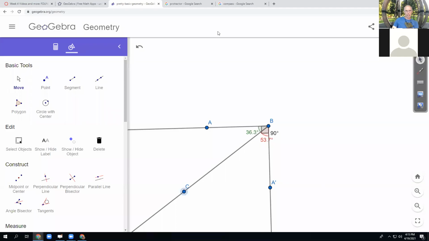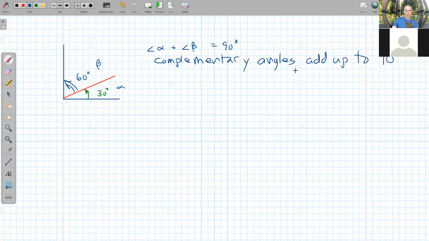These are complementary, they add up to 90. If we have two angles, let's say this one here, and this one here, and what's important is that I have a straight angle here. So the angle through this vertex right there is 180 degrees.